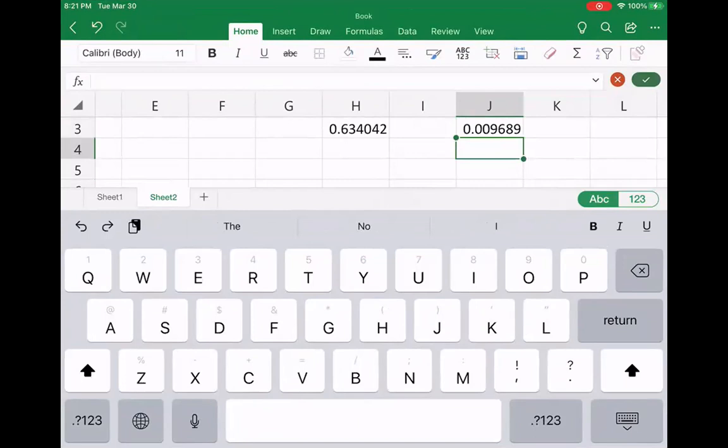0.0096, or 0.01 again. So we can do this in Excel. We can do it through the chart. We can do it both ways, right?